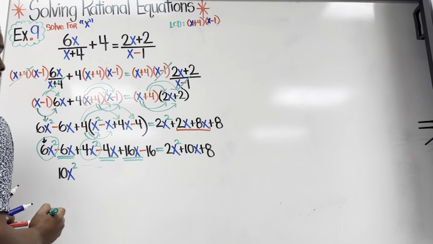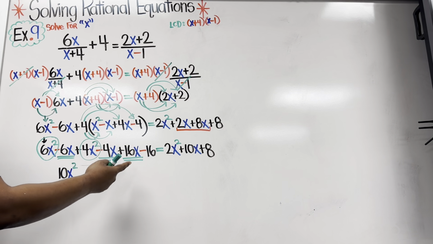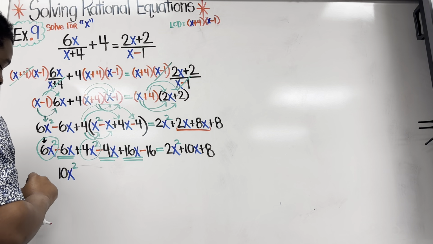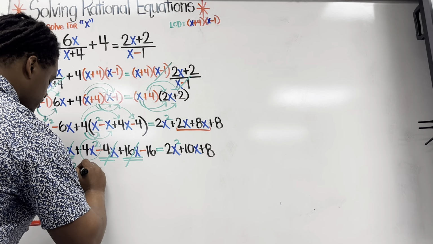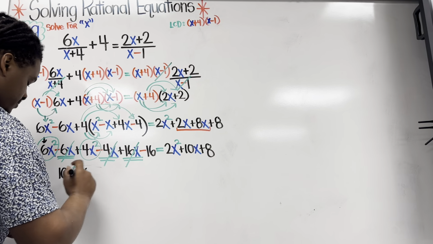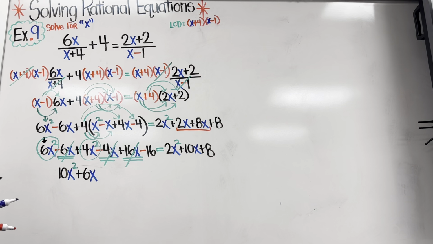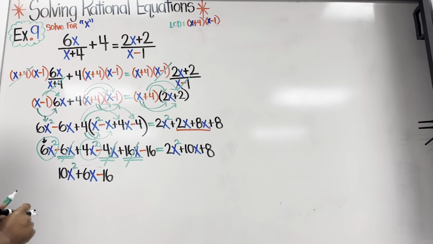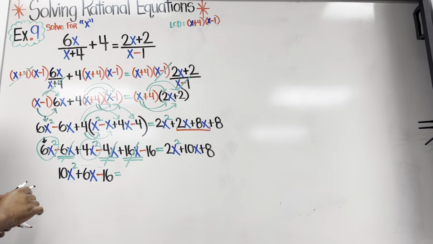Negative 10x plus 16x is 6x. So once again, negative 6 plus negative 4 is negative 10x, right? And then negative 10x plus 16x is a positive 6x. So all of this cancels out to a positive 6x. So I'm gonna have a plus 6x. Okay? And then I don't have anything to combine with the negative 16, so it's gonna still be minus 16. Okay? Equals everything that I have on this side, which is still 2x squared plus 10x plus 8.